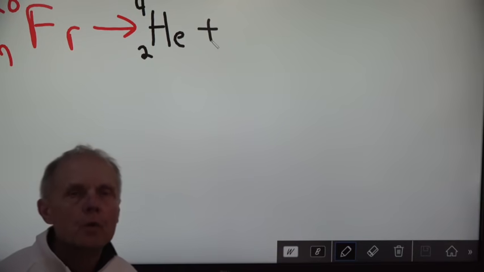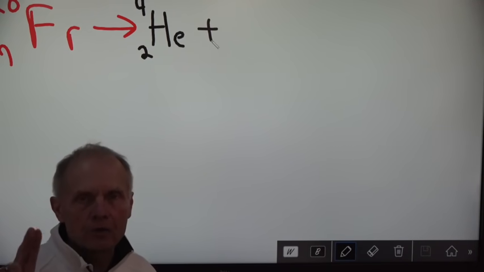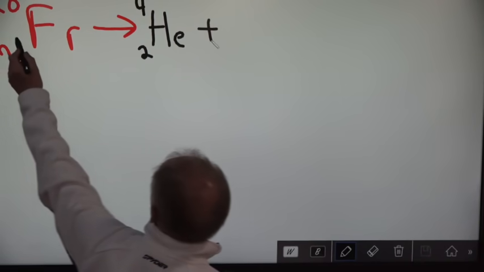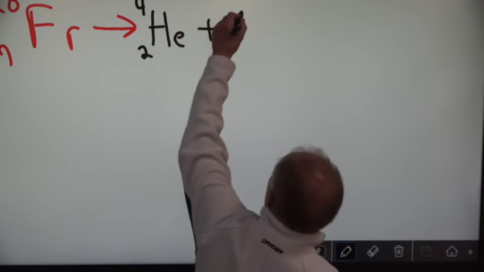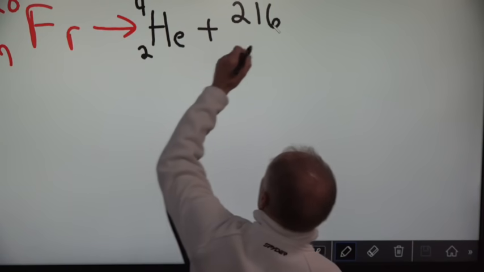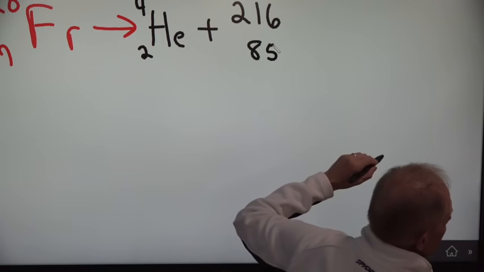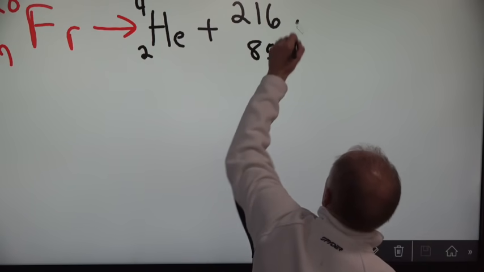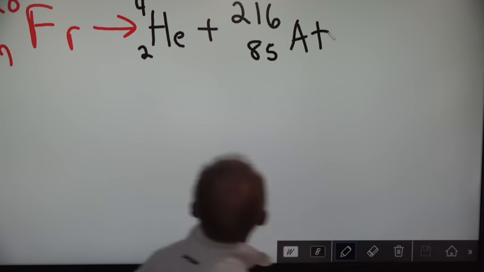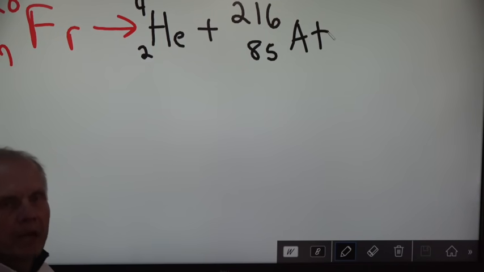So the new radioisotope that's formed is down 4 in mass and down 2 in atomic number. Down 4 in mass, that's 216. Down 2 in number, that's 85. And that is At. Okay, so those are 3 examples.